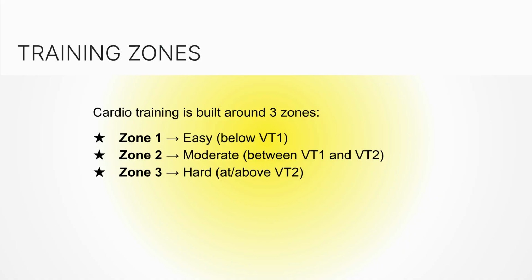Zone 2 is more moderate. It's between the ventilatory threshold 1 and the ventilatory threshold 2. And then zone 3 is considered hard. It is anything above or at the ventilatory threshold 2. This is where they're using glucose and glycogen for energy production, and they really can't sustain this for longer than a few seconds.